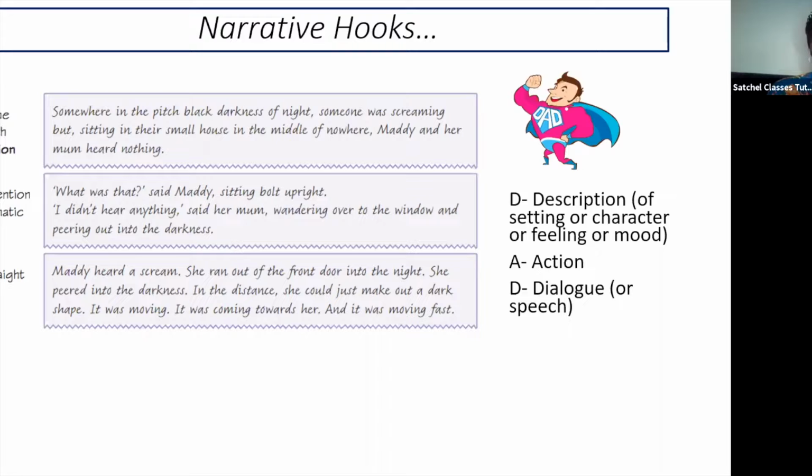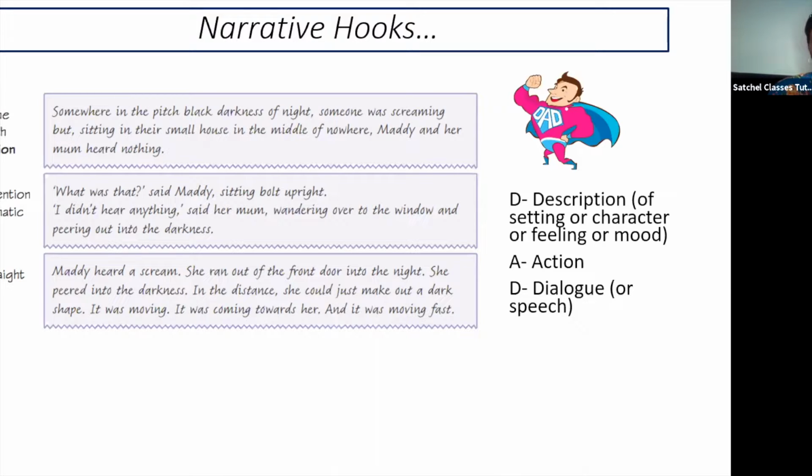You could also have some kind of action. You jump straight into it without giving the background. Maddie heard a scream. She ran out of the front door into the night. She peered into the darkness, and in the distance she could make out a dark shape. It was moving. It was coming towards her, and it was moving fast. So you can see that as a narrative hook. That's an exciting plot line because you start off, there's so much action.